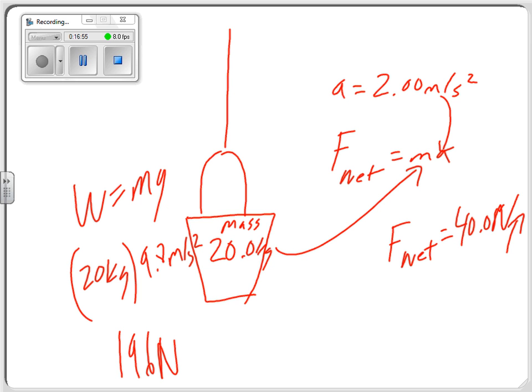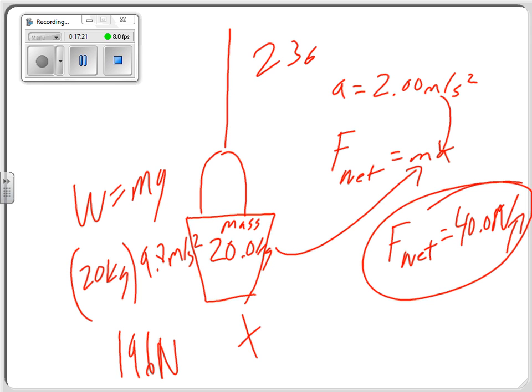To make it accelerate at 2 meters per second squared, we have to apply an additional 40 newtons. So the total force that we have to use to make this bucket accelerate upward is the 196 to cancel out the weight, plus the 40 net force to make the acceleration happen. So we end up with a total force in this problem of 236 newtons of total force. And again, that's the weight plus the net force. All right, hope that helps.